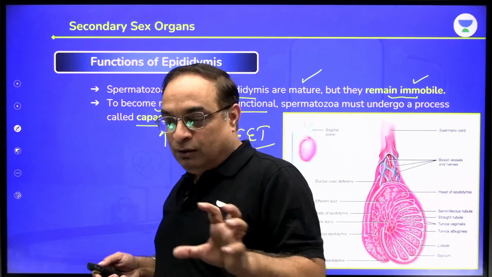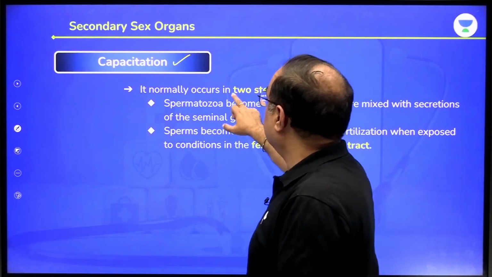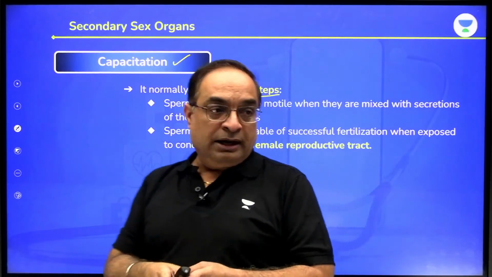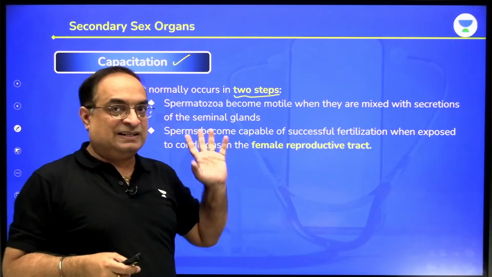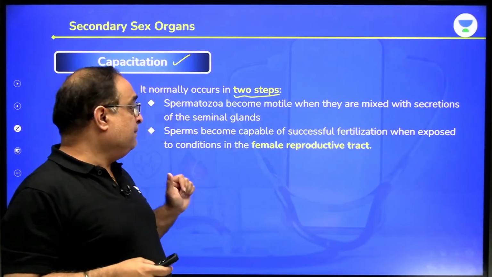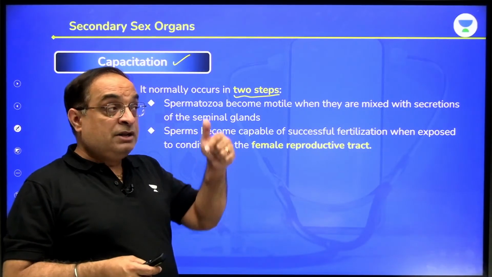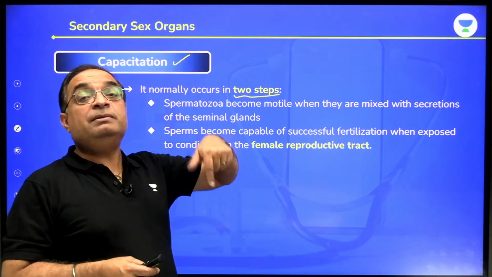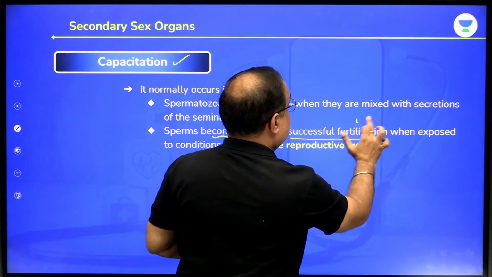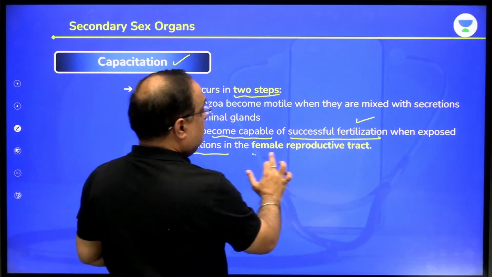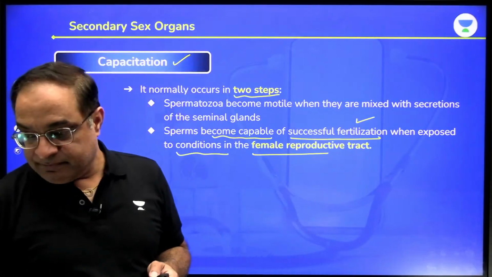So every detail of the epididymis I have told you. What is capacitation? It normally occurs in two steps. Spermatozoa become motile when they are mixed with the secretions of seminal glands, and when the semen is ejaculated, sperms are motile, but still they are not capable of causing fertilization. If you want sperm to cause fertilization, the sperm must travel the distance of the female reproductive tract on its own. Sperms become capable of successful fertilization when exposed to conditions in the female reproductive tract, and that process is called capacitation. Is it clear?